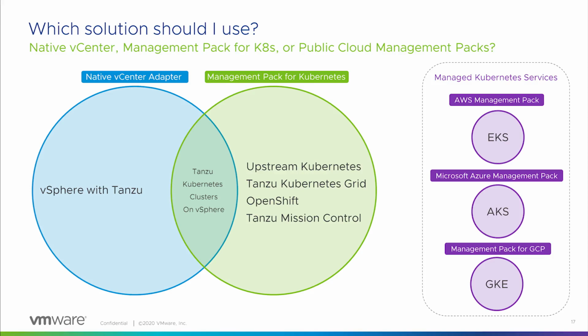When you deploy a Tanzu Kubernetes cluster on top of vSphere with Tanzu, the native vCenter adapter within vRealize Operations will allow you to see those nodes. Basically, the virtual machines that you deploy for the control plane and for the worker nodes for that cluster. So you can see those all within vRealize Operations.